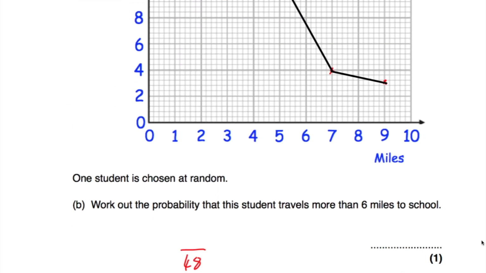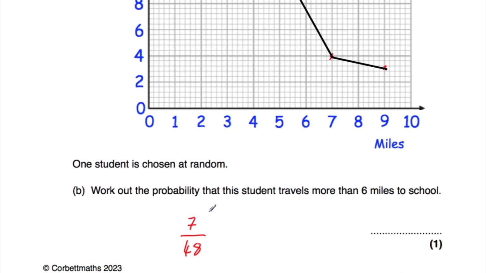So that means that it's 7 out of 48. If we picked one of the students at random, there's 48 of them, and 7 of them travelled more than 6 miles, so the probability would be 7/48. And that's it. Okay, let's have a look at our next question.